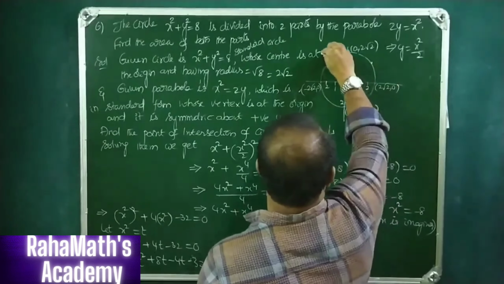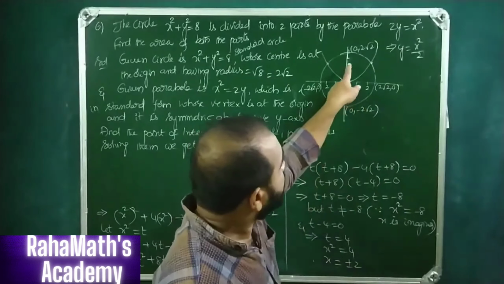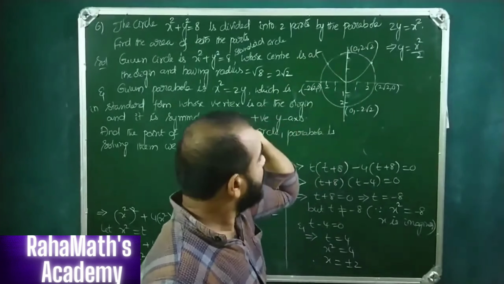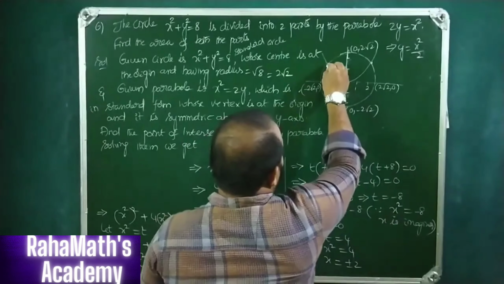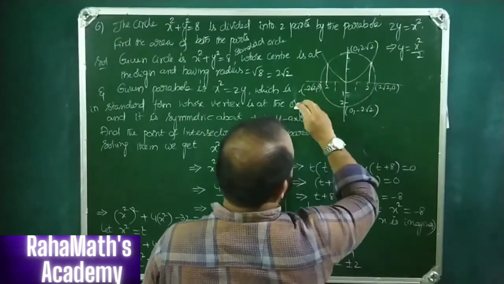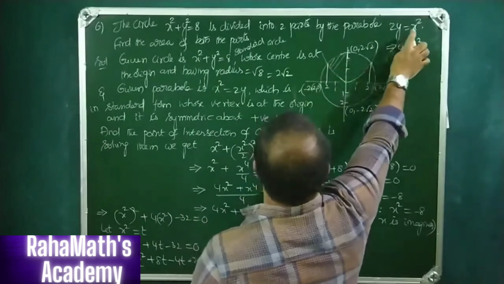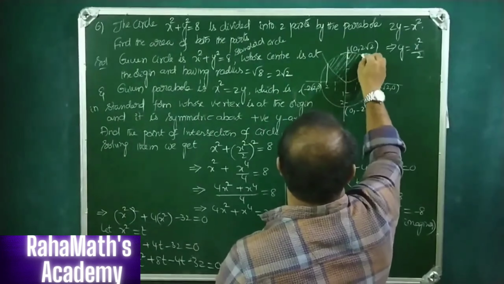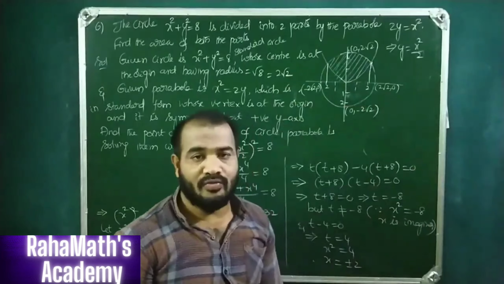So this is a parabola. This is a parabola which is symmetric about the y-axis and opens in the positive y direction, and which cuts this circle at 2 and minus 2. Therefore, two areas arise here. Find the area of both the parts, that means this area and the remaining area. This area we need to find out.